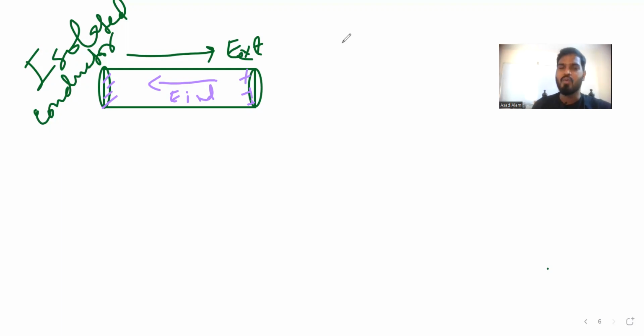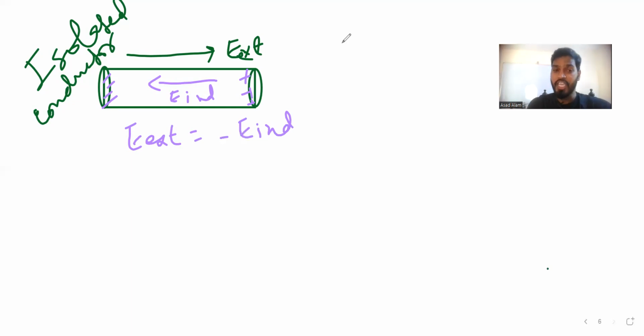Why this happens is that once the charges come, negative on this side and positive on this side, they will be stationary. Still the charge is moving, but the majority of the charges are stationary, so the net electric field is 0. So we can say E external is equal to minus E induced, magnitude wise. So the net electric field is 0. No movement of the electrons.